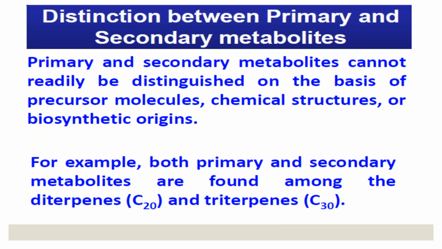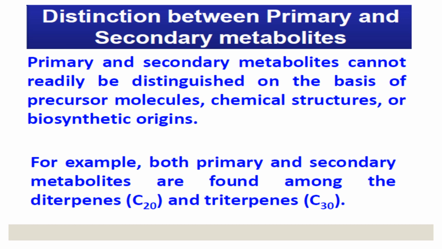So what is the distinction between primary and secondary metabolites? Primary and secondary metabolites cannot be readily distinguished on the basis of the precursor molecules, the chemical structure, or the biosynthetic origin. So how can we identify them? This means that primary and secondary metabolites may have similar precursors, similar chemical structures, or a similar biosynthetic origin. So by these criteria, we cannot separate which one is primary or secondary.